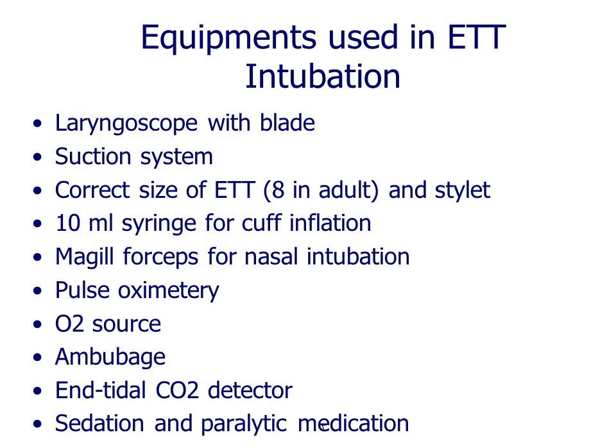pulse oximetry used to measure the O2 saturation, O2 source providing the oxygen, ambu bag, and tidal CO2 detector to detect the level of CO2 in the exhaled air, and also used to indicate the correct placement of the endotracheal tube in the trachea, with no misplacement of the endotracheal tube in either the left or right main bronchus. Sedation and paralytic medication.